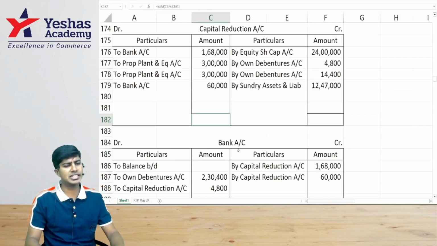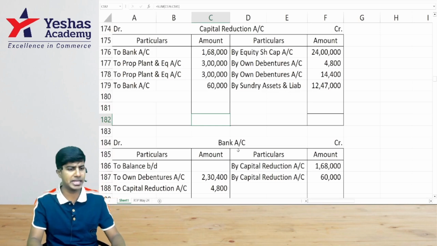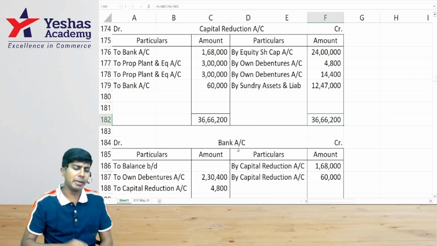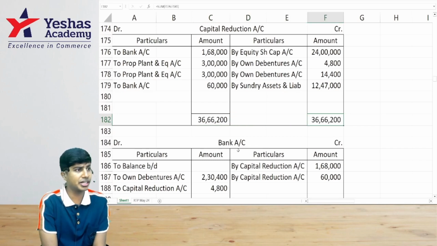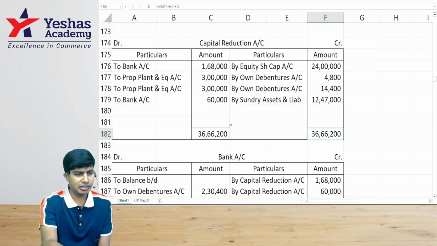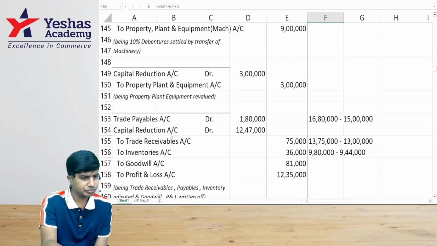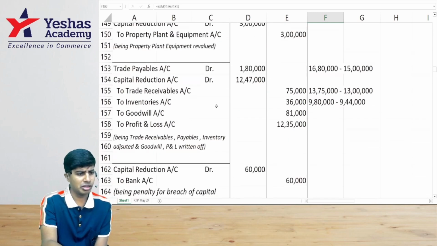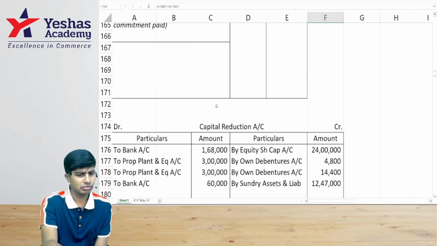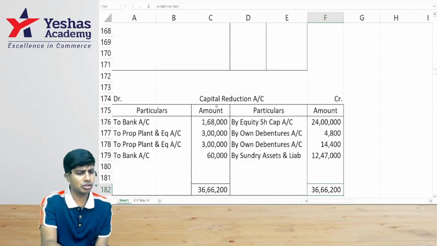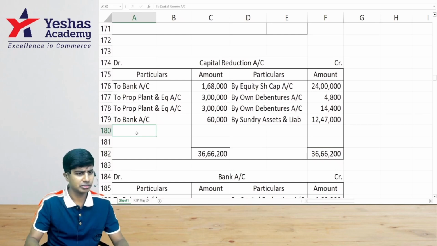How much is total? 168 plus 3 lakh plus 3 lakh plus 60,000. 36 lakh 66,200 minus 24 lakh minus 4,800. One second. Here we have written. Oh, debit side. Okay. To sundry assets.